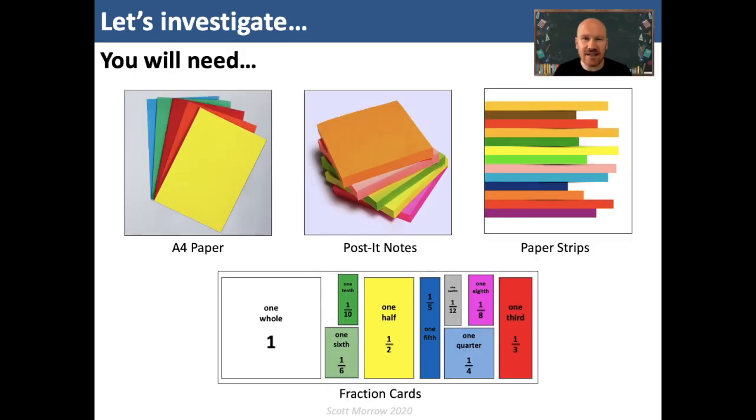It's time to get investigating with a partner. For this, you're going to need ideally a set of fraction cards for the class. If you don't have fraction cards, you can manage with post-it notes, paper strips, or even sheets of paper. I've got 3 problems that I'd like you to discuss with a partner.